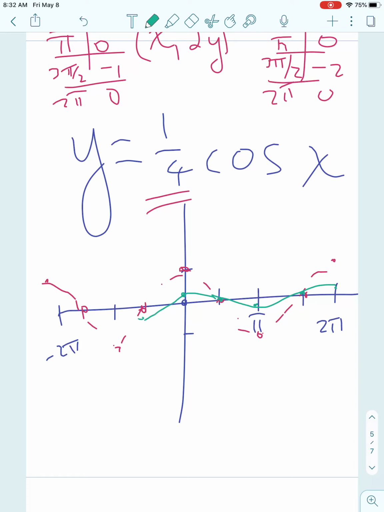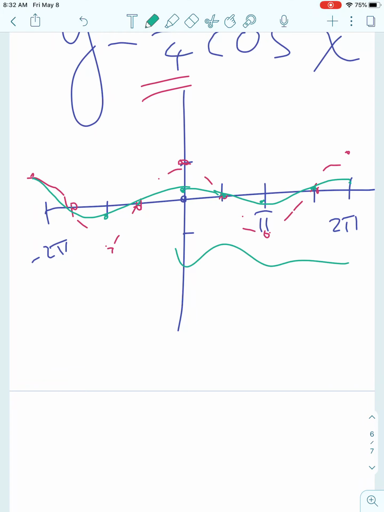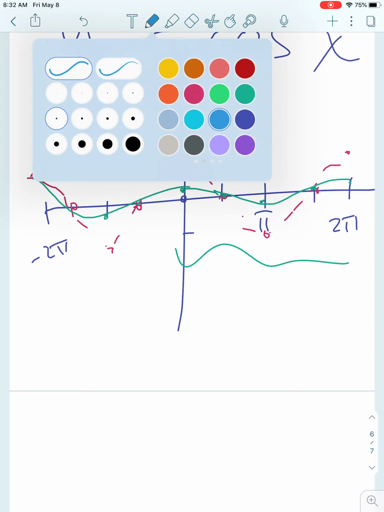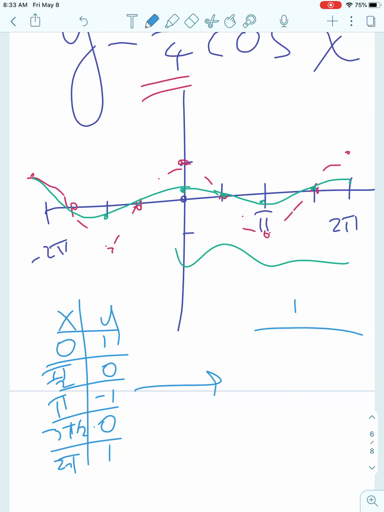I will ask you to, whoops, sorry about that. Let's get that last piece off. I will ask you to give me 5 key points. So make sure if you can read your graph from this and say, oh, well, this is 0, 1/4, pi over 2, 0. If you can read that, fantastic. If you're worried that you can't, then give yourself a 5-point table. Here's 0, pi over 2, pi, 3 pi over 2, and 2 pi. Remembering that cosine starts high, then goes middle, low, middle, high.